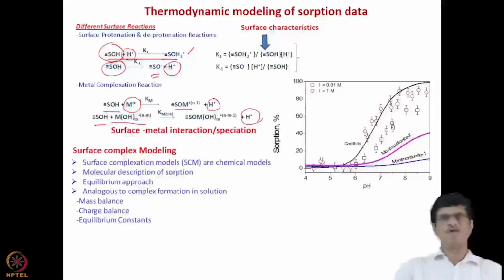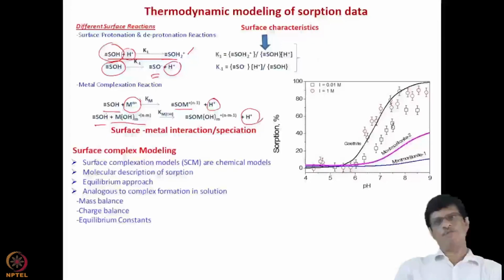Now when we have different types of clay minerals present in the aquatic system, they will be forming similar types of complexes, and the surface complexation model, or SCM, which is actually a chemical model, takes into account this complexation which is taking place with the metal ion, or in this case the actinide ion, with different clay minerals. It takes care of the molecular description of the sorption. It also has an equilibrium approach, and it is analogous to the complex formation in solution, but it has to take care of the mass balance, charge balance, as well as the equilibrium constant.